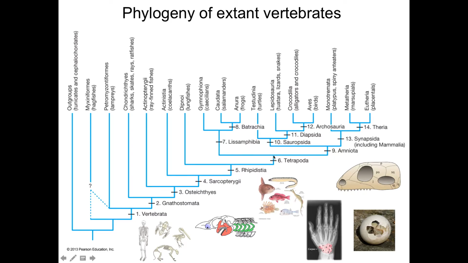And after that, the next branching point is the distinction between the amniotes and the non-amniotes. The amniotes are those organisms that share the derived trait of embryo-derived membranes in the egg: the amnion, the chorion, and the allantois. And these are largely terrestrial animals.